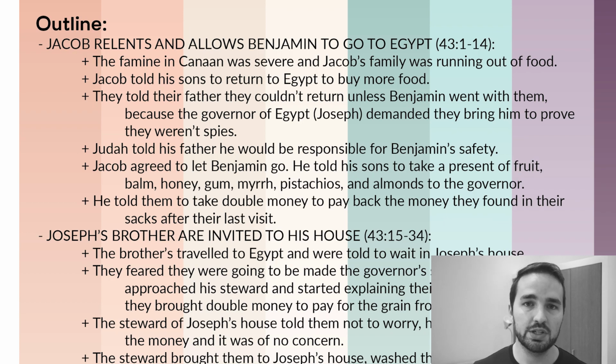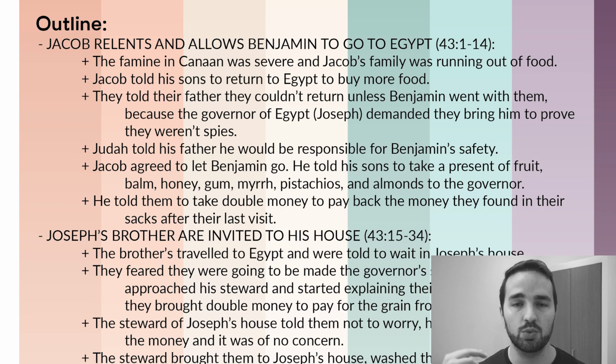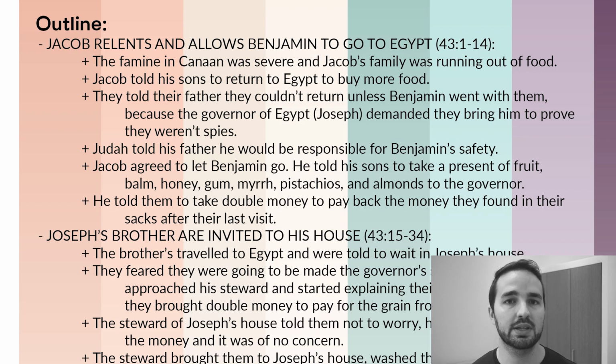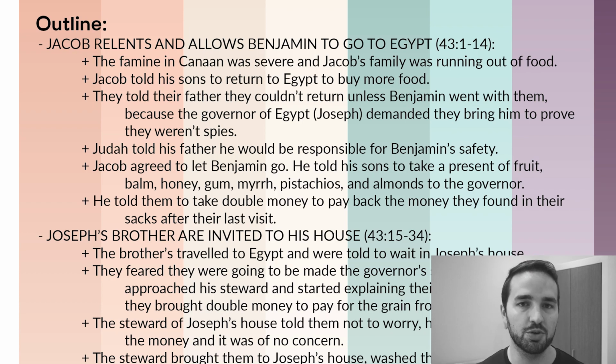So Jacob told his sons, go back down to Egypt, buy more food. His sons told him, no, we cannot do that. We cannot go unless Benjamin goes with us, because the governor, who was Joseph, had told them that they would not see his face, they would not get any more food until Benjamin came down with them. Benjamin was the proof that they weren't spies. Judah told his father that he would be responsible for Benjamin, and if anything happened to Benjamin, he would bear the guilt.